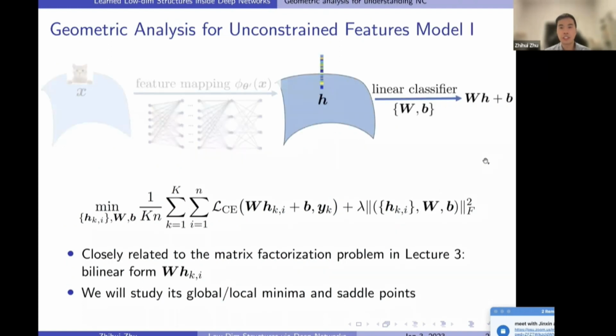To address this issue, we will study this cross-entropy loss under the unconstrained feature model with weight decay regularizers on both the features and the classifiers. This problem is closely related to the matrix factorization problems presented in the previous lectures. So we will use the tools there to study its global and local minimums and saddle points for our training problems.